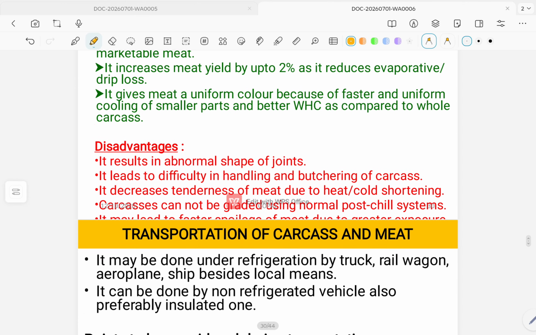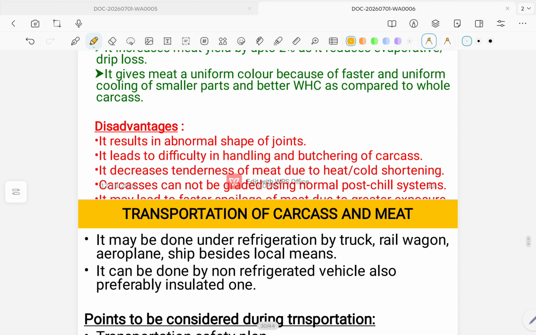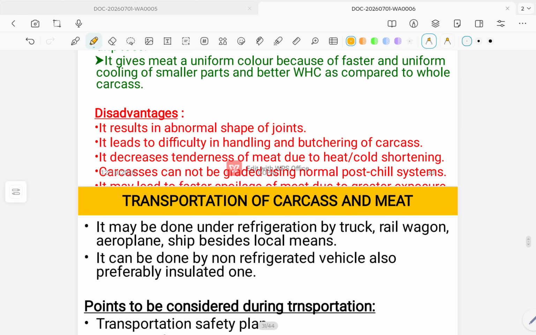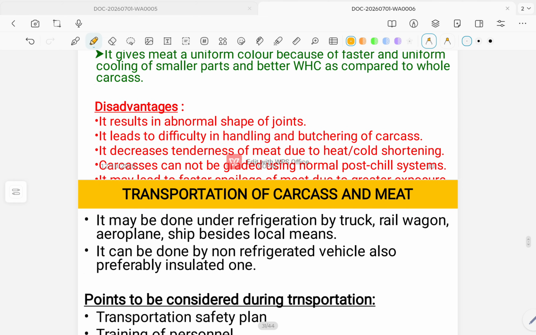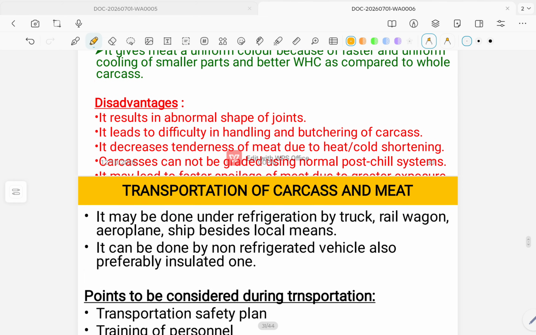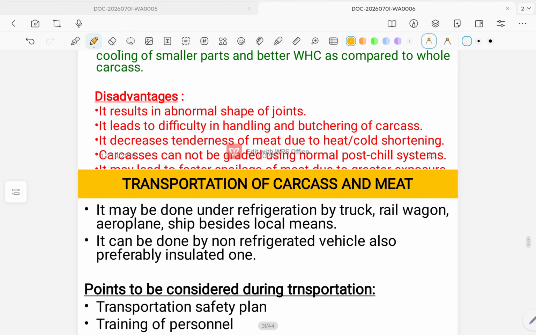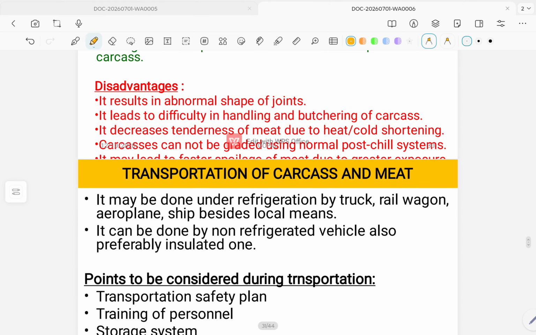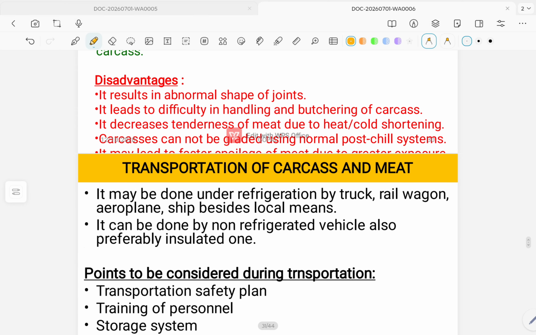Disadvantages: it results in abnormal shape of joints. It leads to difficulty in handling and butchering of carcasses. It decreases tenderness of meat due to heat or cold shortening. Carcasses cannot be graded using the normal post-chilling system.